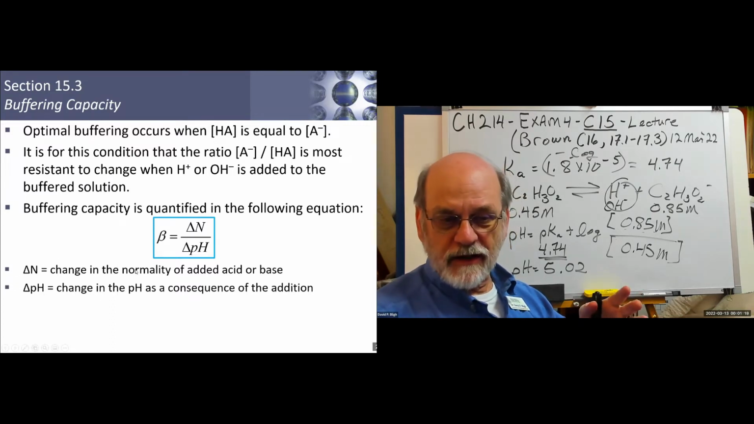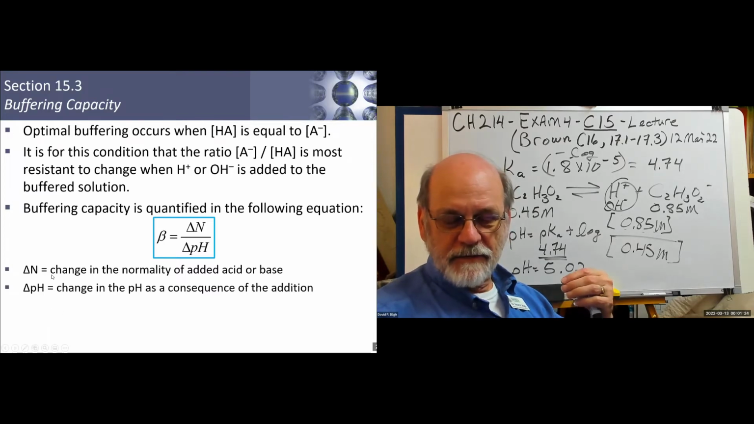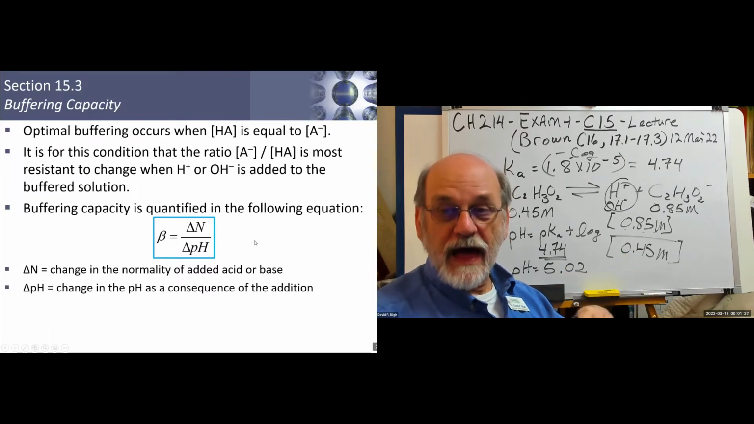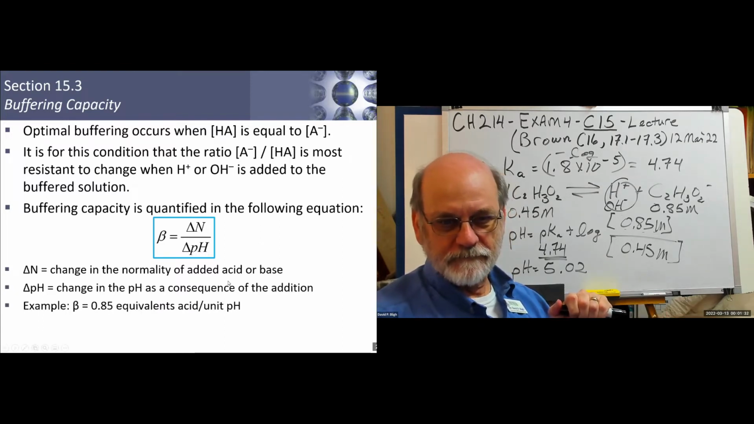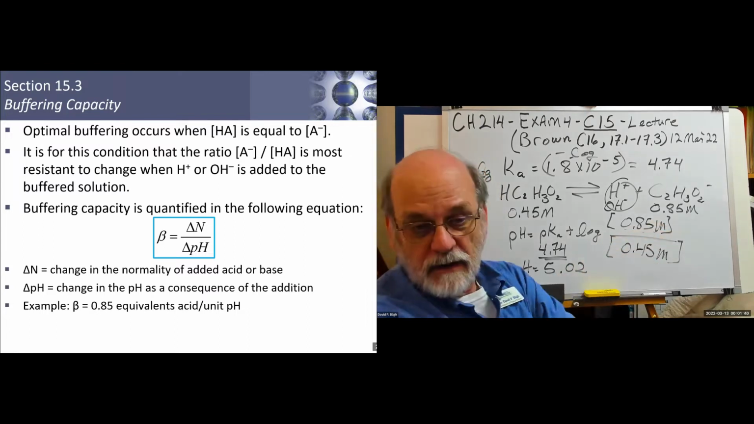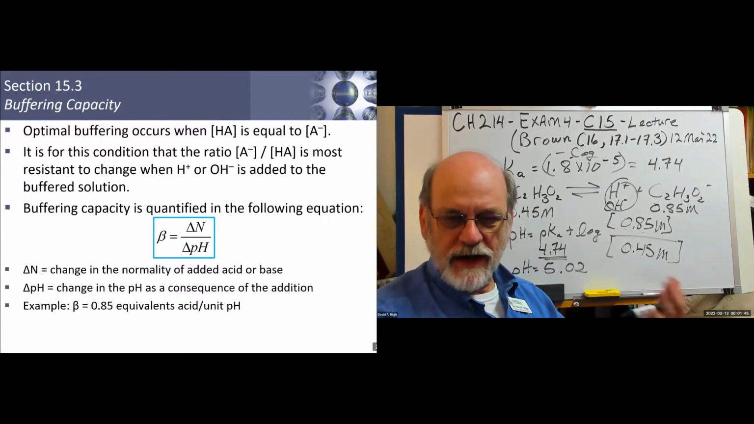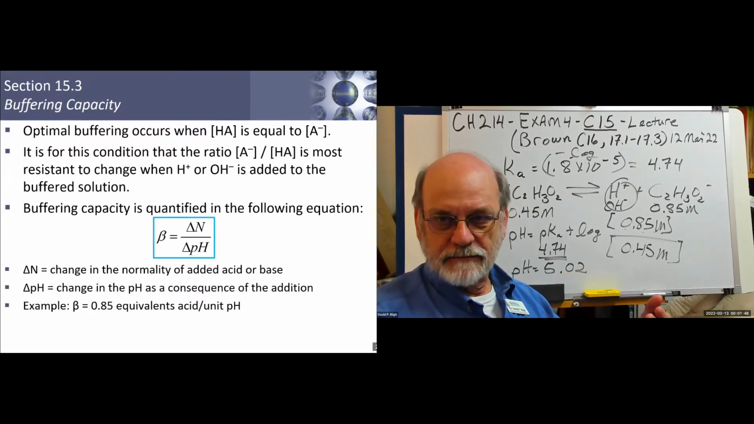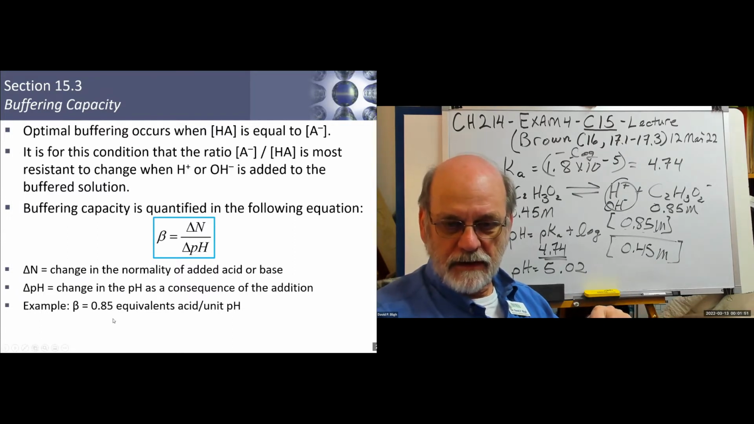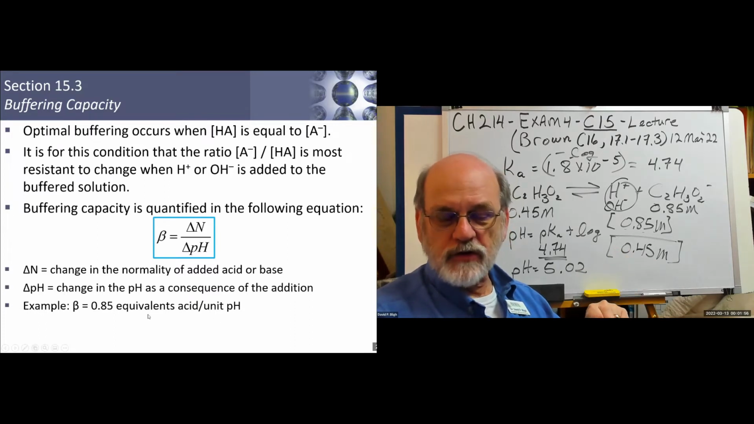So any change in normality produces a change in pH. And the larger the number, the higher the buffer capacity. So in this example, 0.85 equivalents, which is a way of saying moles of acid, will generate a unit of pH change. And the larger the number, the better.